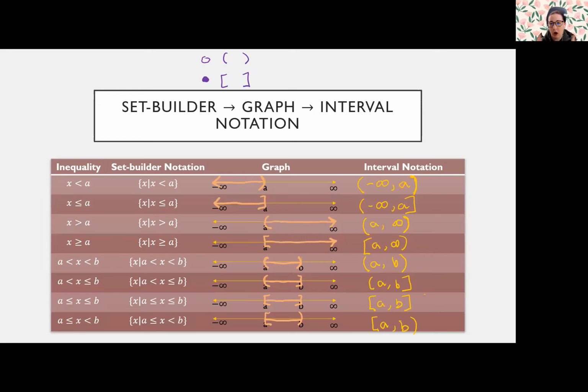So we are going to be using set builder notation, and you need to be able to go from your inequality, your final answer in the inequality form, to the set builder notation, to what the graph would look like, and then what interval notation is. So this is just going to be used as a reference for us to take our inequality that we got at the end and then write it in the appropriate form.